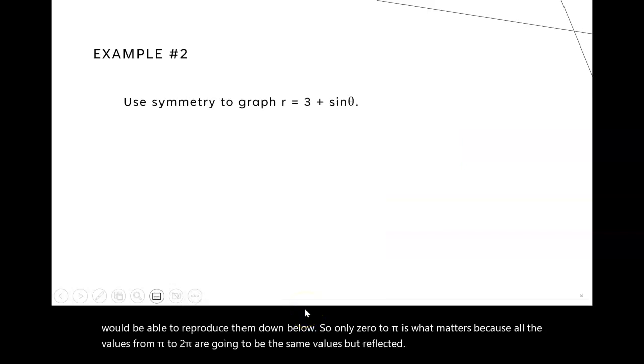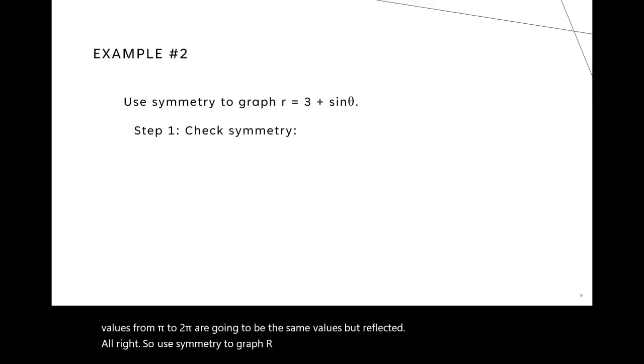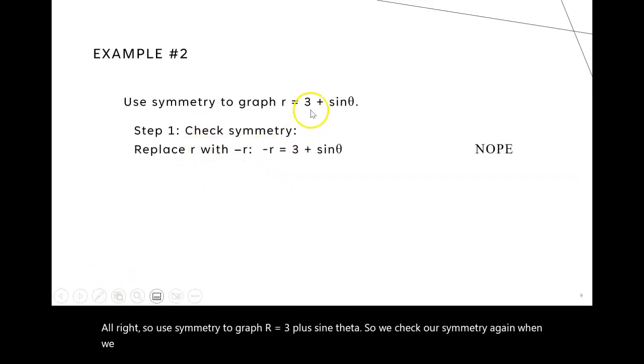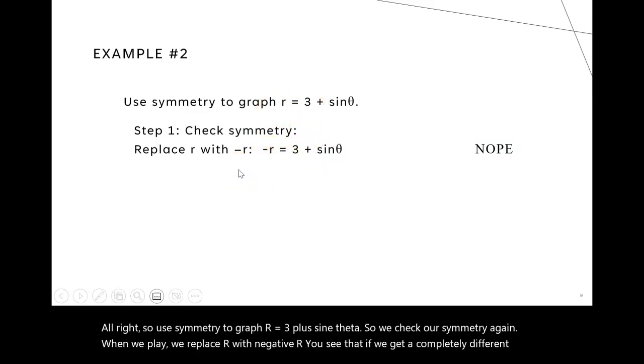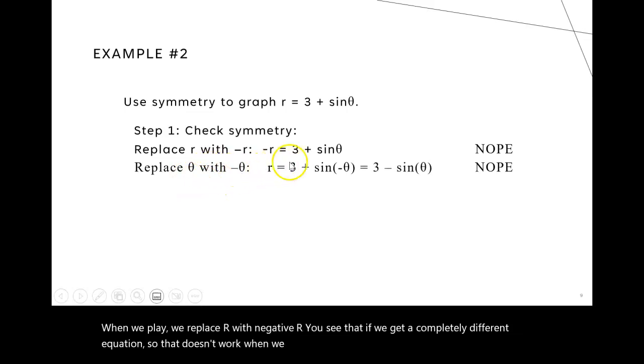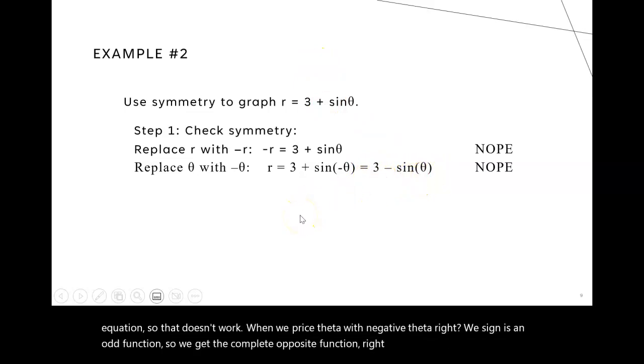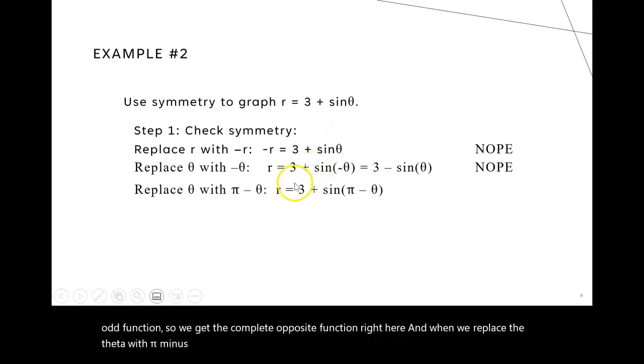All right, so use symmetry to graph r equals 3 plus sine theta. We check our symmetry again. When we replace r with negative r, we get a completely different equation, so that doesn't work. When we replace theta with negative theta, sine is an odd function, so we get the complete opposite function right here. And when we replace theta with pi minus theta, remember that's pi over 2 axis symmetry, we would plug in pi minus theta.